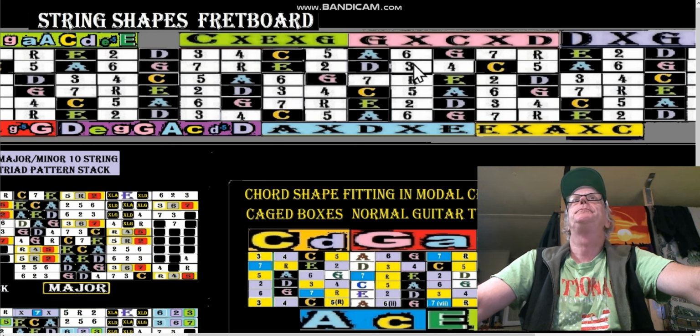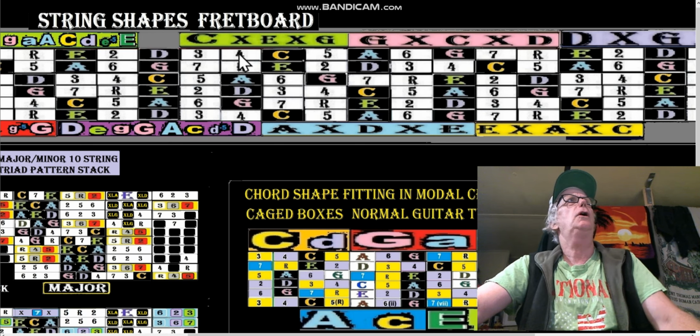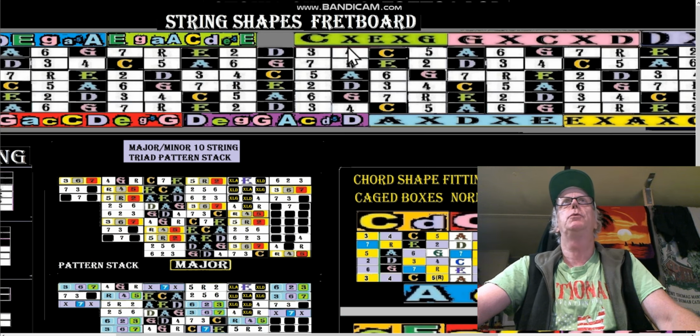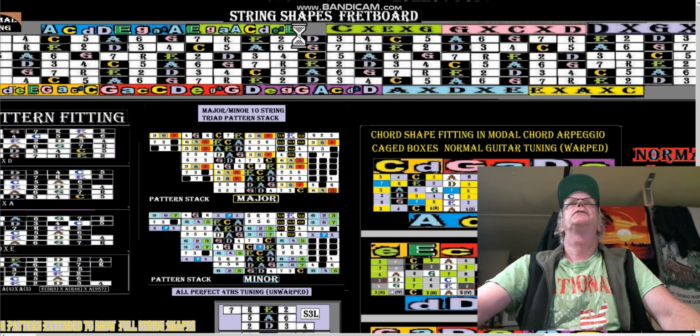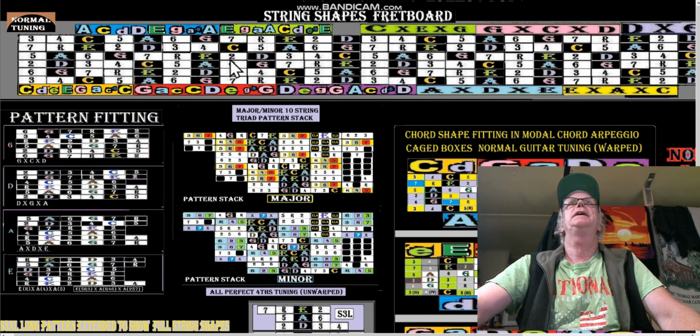Anyway, out of babes' mouths come wonders. So that's a little background on the string shapes and the cage structure.